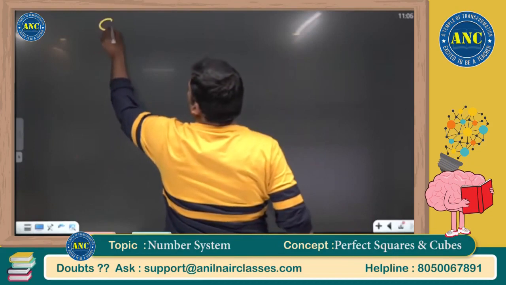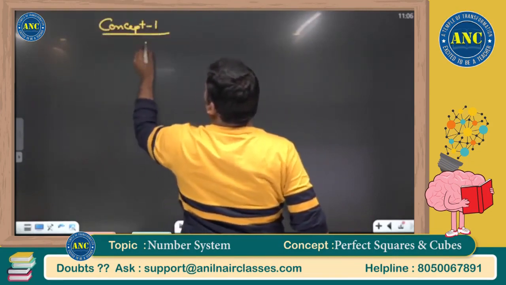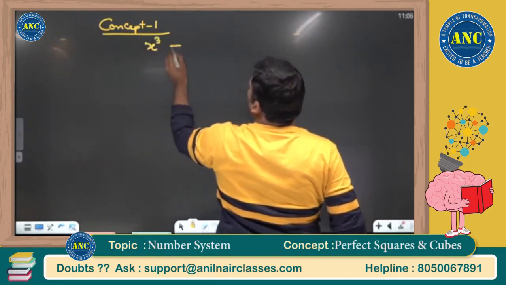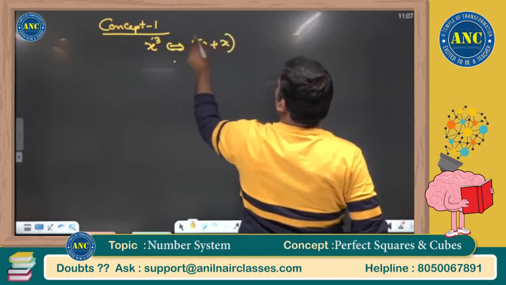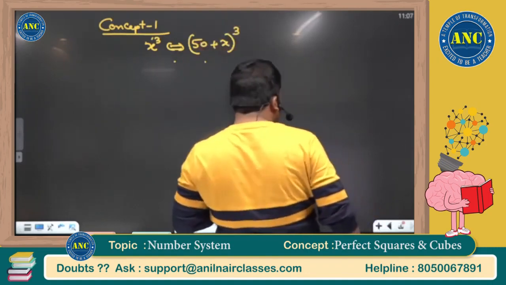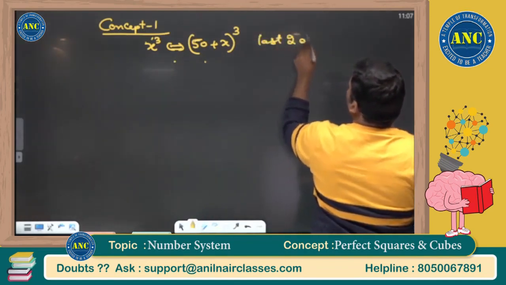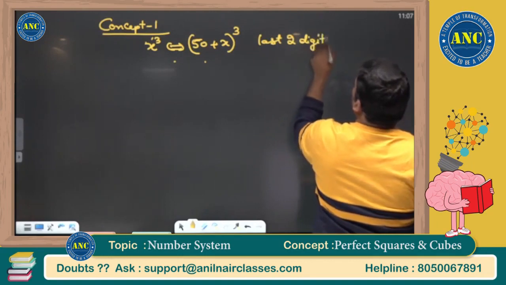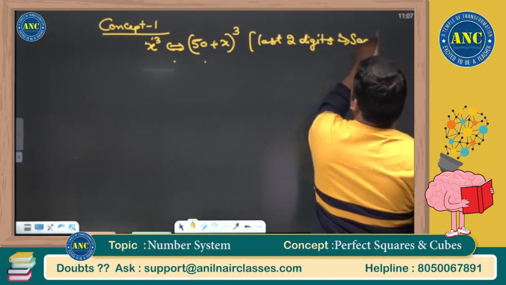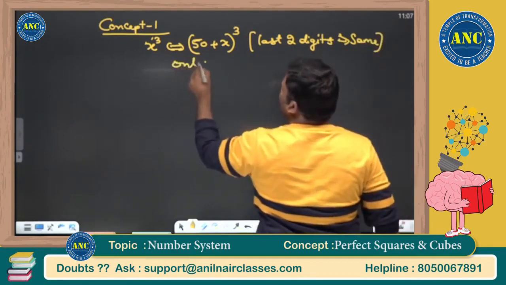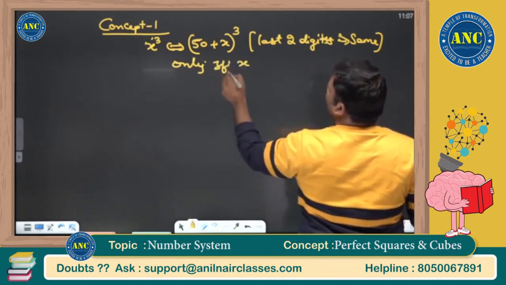Aptitude examinations. Concept 1. In my class, only concepts will be there. Concept 1: if I cube a number, x cube and 50 plus x whole cube, the last two digits will be the same, only if x is even. Please make a note of this.